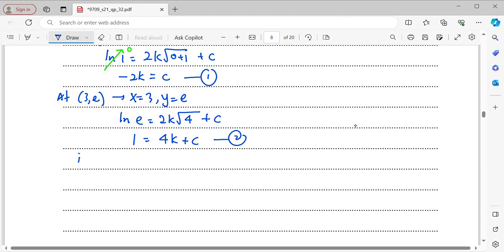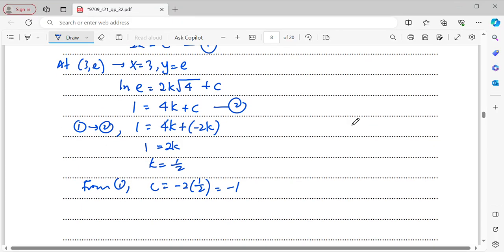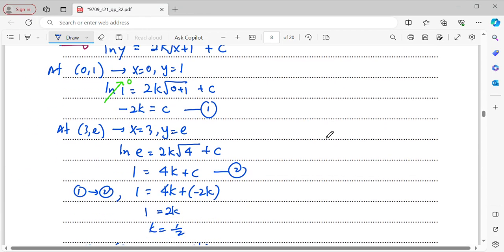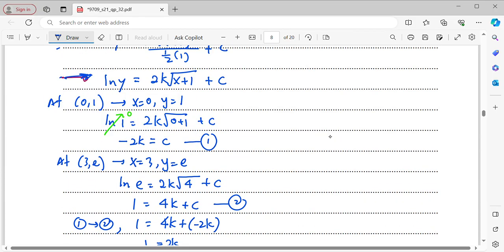I substitute the first equation into the second equation. So 1 equals 4k, and c is negative 2k. That means I will get 2k is 1. Therefore, k is half. Okay, and then from the first equation, my c is negative 2k, which means it will be negative 1. So at last, because you need to get y as the subject in your solution, I will just substitute everything into this solution.